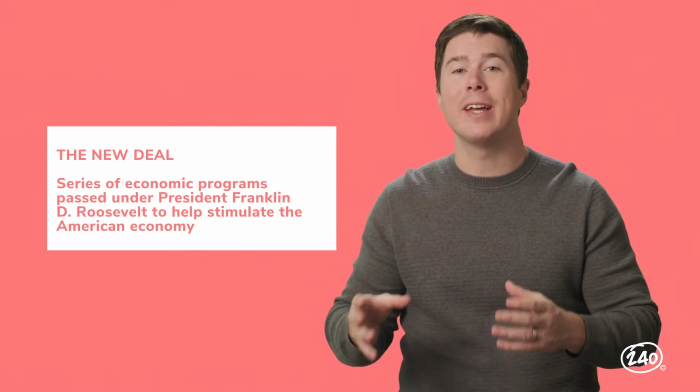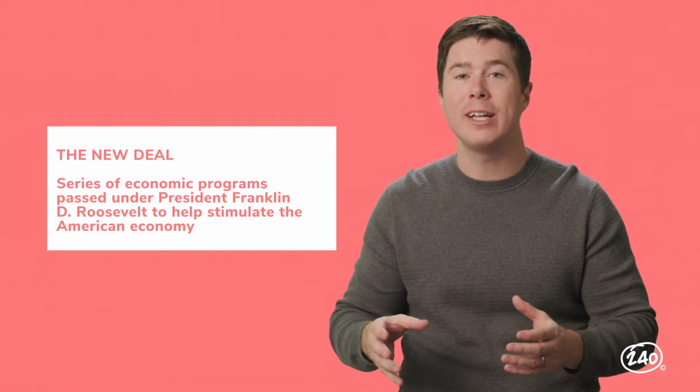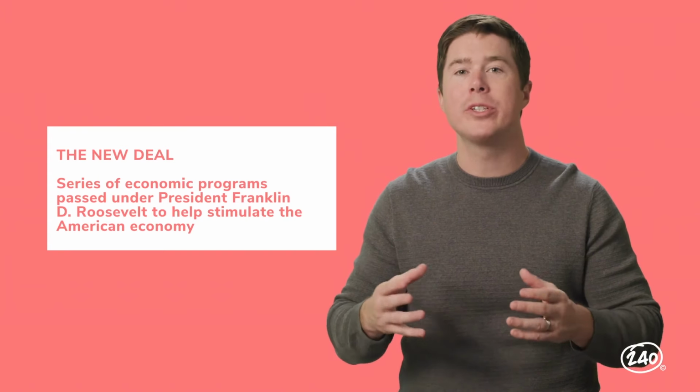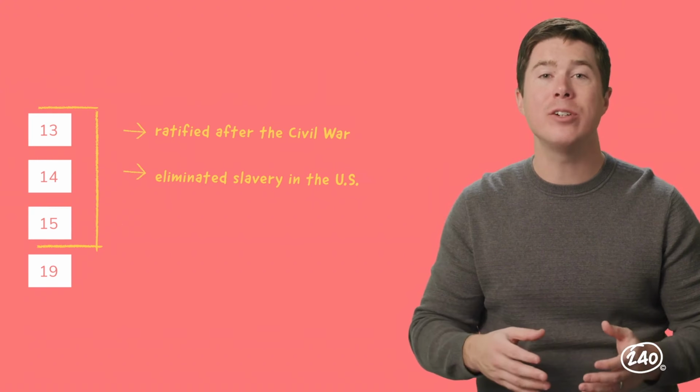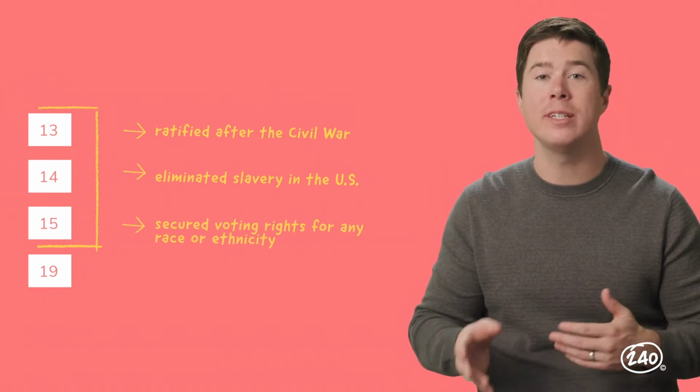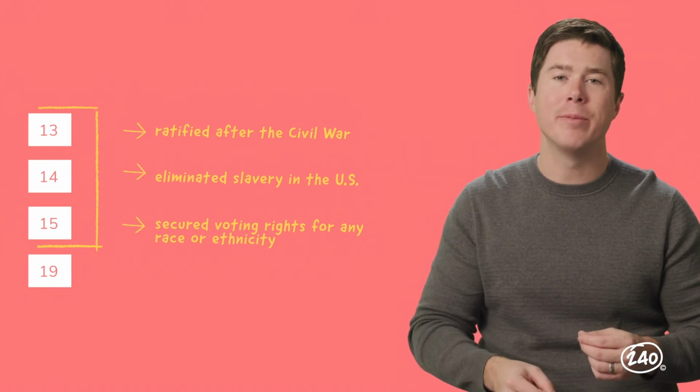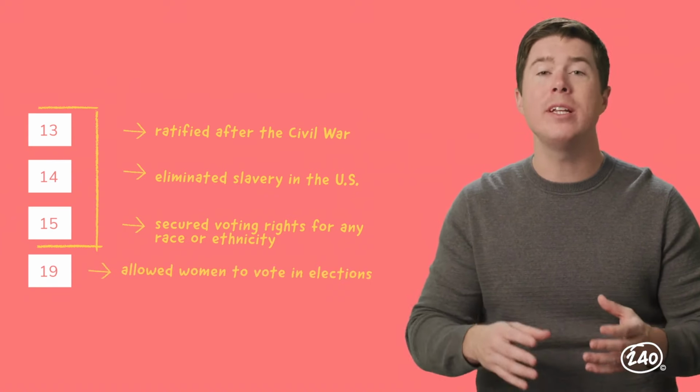Another thing likely to come up on the test is the New Deal. The New Deal is a series of economic programs passed under President Franklin D. Roosevelt, FDR, to help stimulate the American economy during the Great Depression. There are 4 constitutional amendments that are highly likely to be on the test: the 13th, 14th, 15th, and the 19th. The 13th, 14th, and 15th amendments deal specifically with the issues of race in America, and they were ratified after the Civil War. These amendments outlaw slavery throughout the United States and make it illegal to prohibit someone from voting based on race or ethnicity. Now, the 19th Amendment enabled women's suffrage, which is the ability for women to vote.